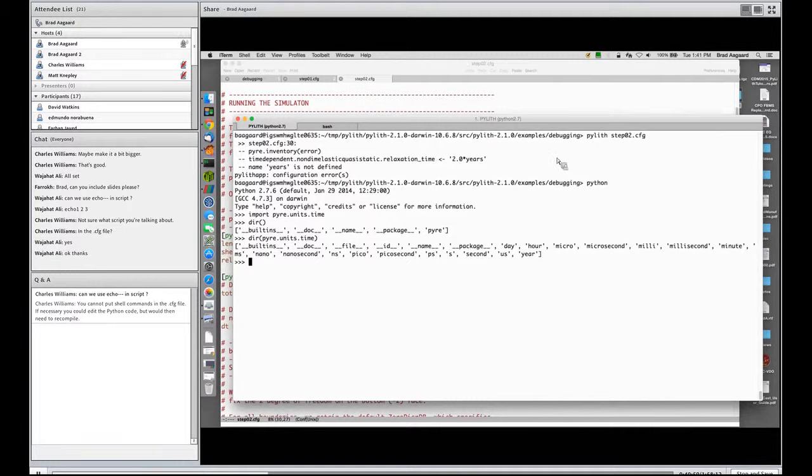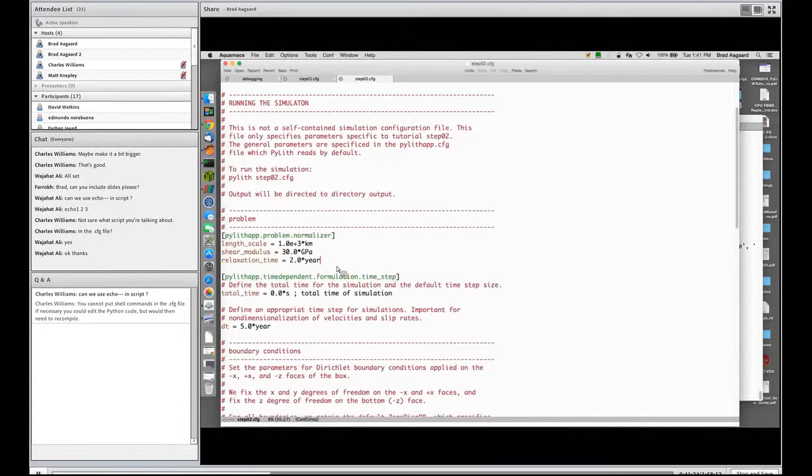So let's see, I see day, hour, micro, microsecond, milli, millisecond, minute, nano, nanosecond, ns, pico, picosecond, ps, s, second, and year. So you'll see instead of years, everything is in singular. So that means back up here, I should use year instead of years.